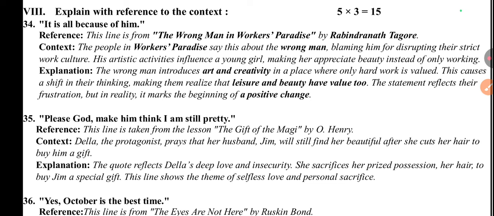Context: The people in the Workers' Paradise say this about the wrong man, blaming him for disrupting their strict work culture. His artistic activities influence a young girl, making her appreciate beauty instead of only working. Explanation: The wrong man introduces art and creativity in a place where only hard work is valued. This causes a shift in their thinking, making them realize that leisure and beauty have a value too. The statement reflects their frustration with reality. It marks the beginning of a positive change.